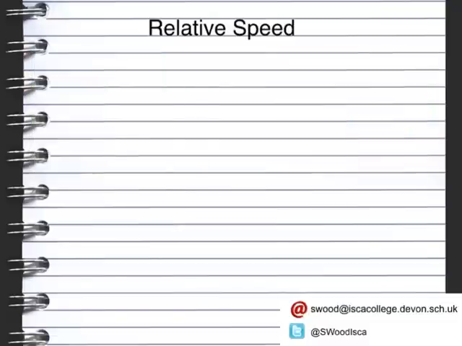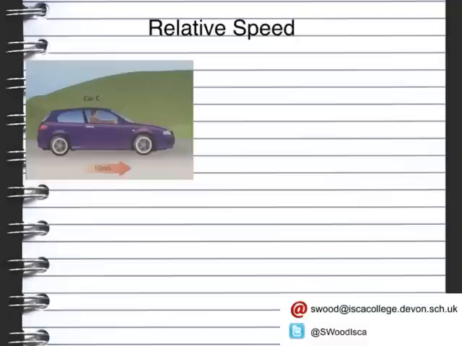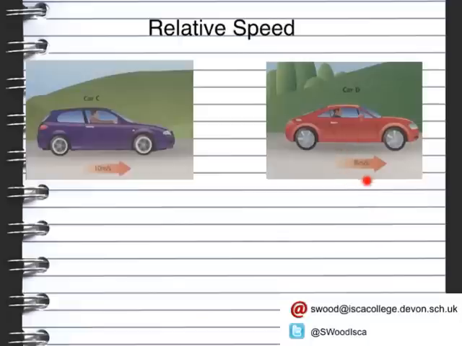Now, if we have a look at example 2, here we've got car C. Again, this is travelling at 10 meters per second in this direction. And car D is travelling at 8 meters per second, and this one is also travelling in that direction. This means that the relative speed is going to be 2 meters per second, as it's the difference between the two as they are travelling in the same direction.